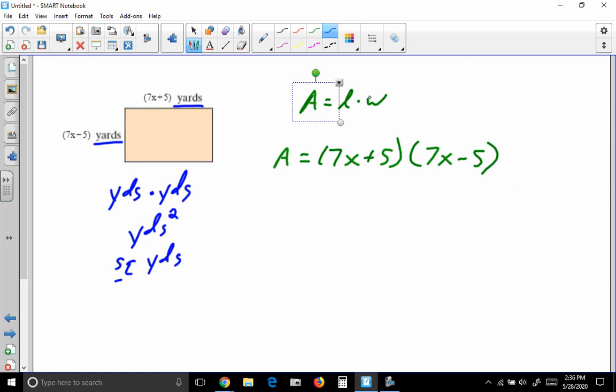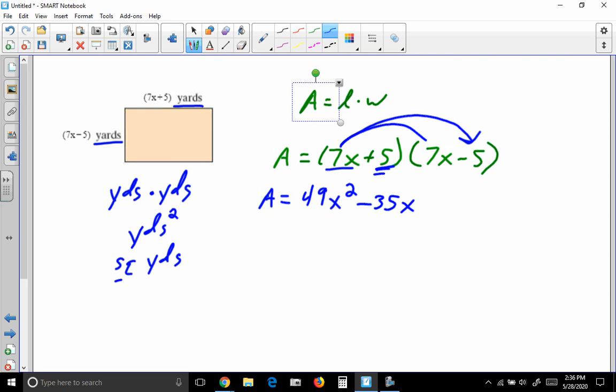So now we just need to multiply this out, so we have to distribute. 7x times 7x. 7 times 7 is 49. X times x is x to the second. 7x times that one. Positive times negative is negative. 7 times 5 is 35x.